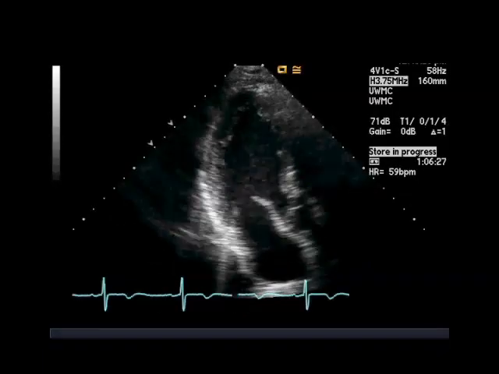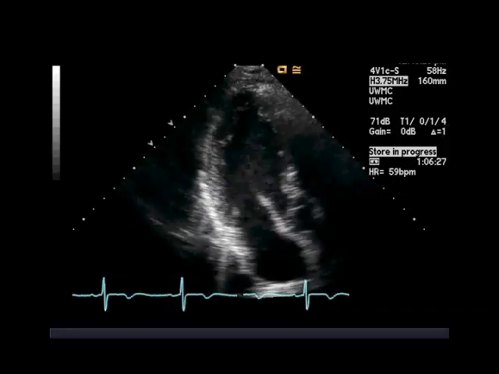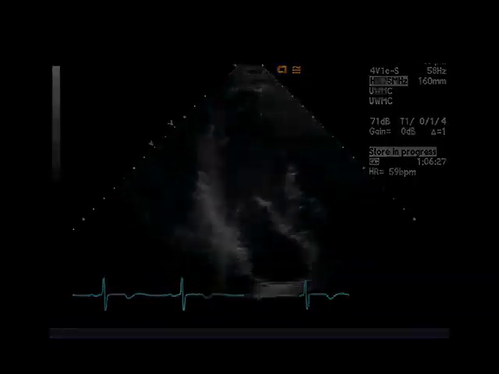Further clockwise rotation by another 60 degrees provides the apical long-axis view. The anatomy of this view is analogous to the parasternal long-axis view with the anterior septum and posterior or inferior lateral left ventricular wall, the anterior and posterior leaflets of the mitral valve, and the aortic valve all well seen.